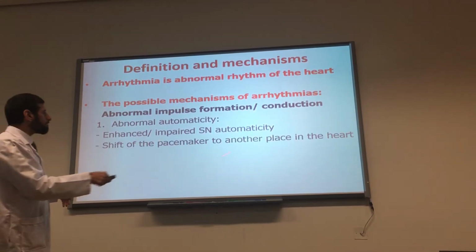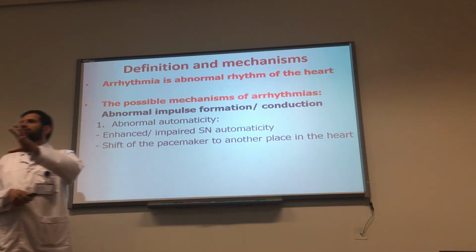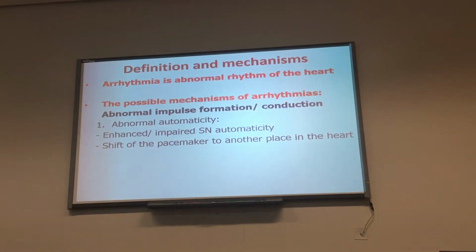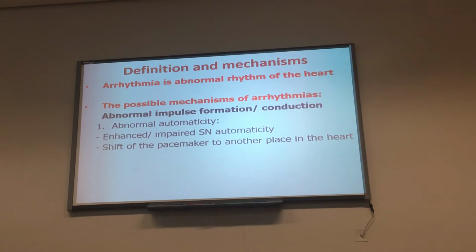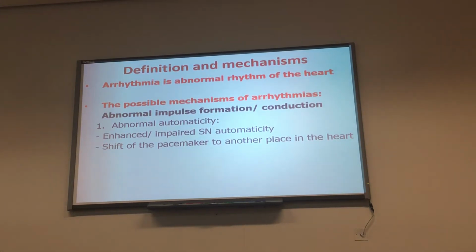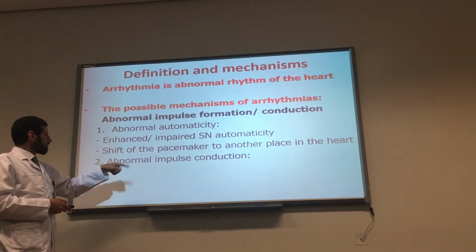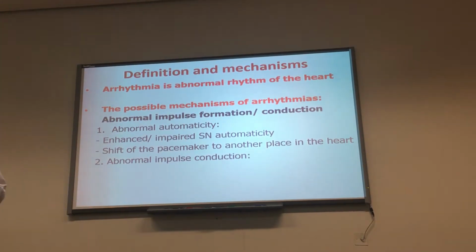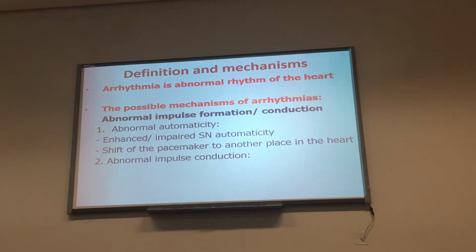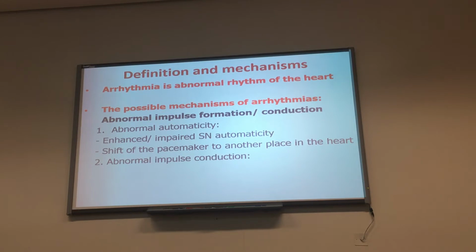Okay. What will happen if part of the heart, like part of the atrium or ventricle, has automaticity with a rate faster than the sinus? It will be the driving force, or the driving pacemaker, of the heart. So number one is abnormal automaticity. Second is abnormal impulse conduction. What is an example of abnormal impulse conduction? LBBB. AV block: first degree, second, third degree. This is an impulse conduction problem.